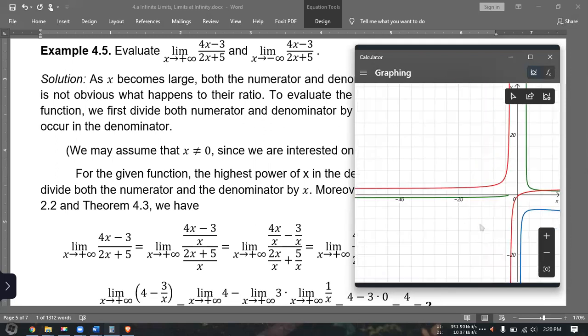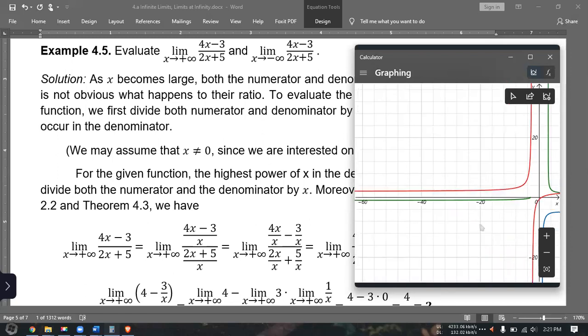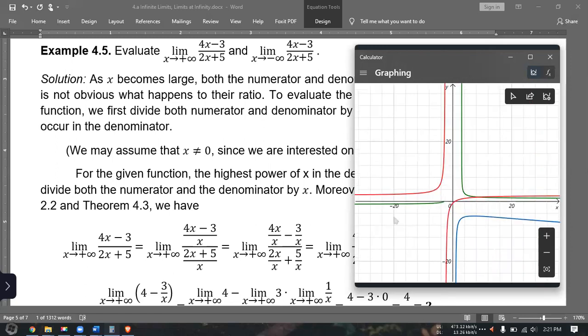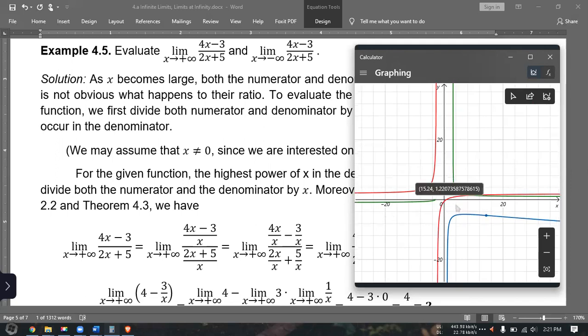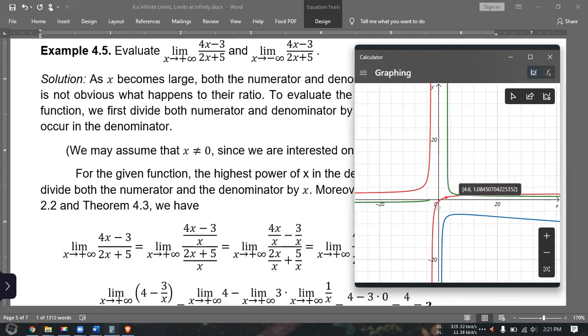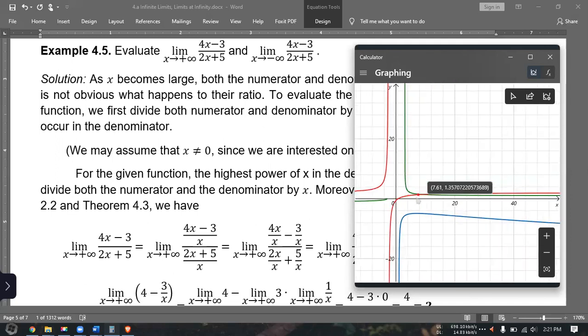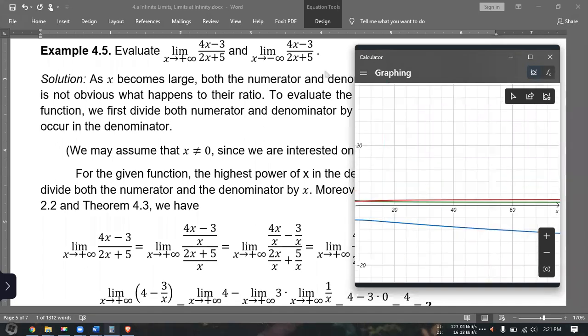Because we're trying to make our x values particularly larger or particularly smaller. So here, the x value, the red one, we need x from the right side, increasing unboundedly. So here are the values of x. What happened to the values of y as x becomes larger and larger? The red one.